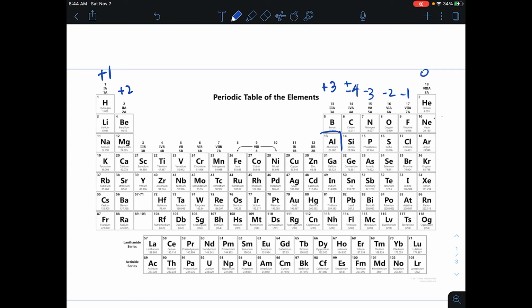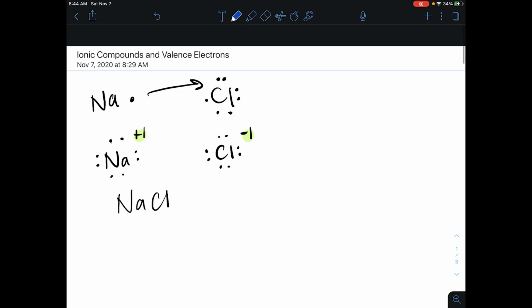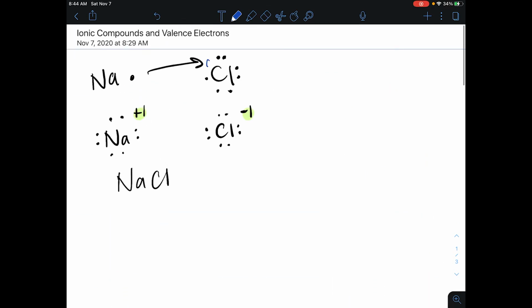So the noble gases don't form lots of compounds because they already have 8 valence electrons, so they're very stable. They don't need to go through the situation where, oh, I would love to have 1 more electron, or I would love to get rid of this electron so I can have 8, because the noble gases already have those 8, and so they're very, very stable.